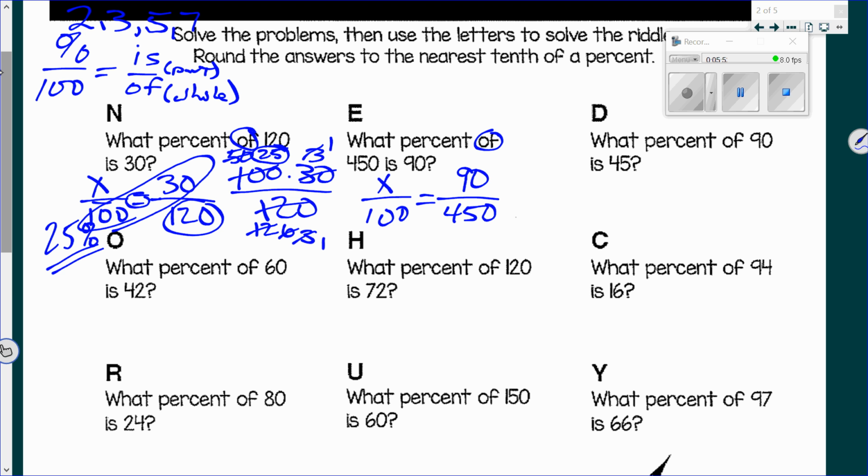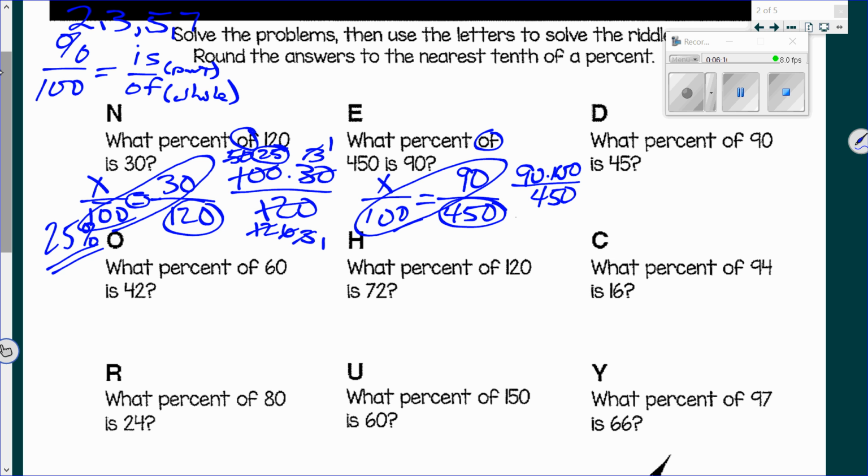So again, I'm going to set up my baseball. I'll circle those in this one. So again, that comes first, right? So I'm going to do 90 times 100 divided by 450.